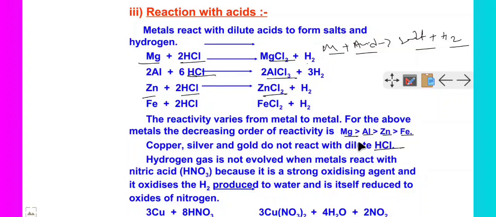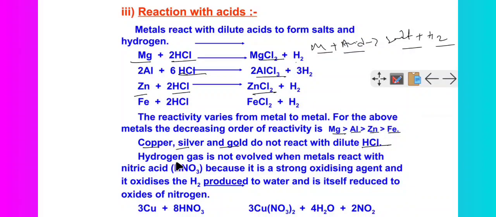That means the concentration of hydrochloric acid should be very strong. If you add water to that acid, it will become dilute, and copper, silver and gold do not react with it. Hydrogen gas is not evolved when metals react with nitric acid.